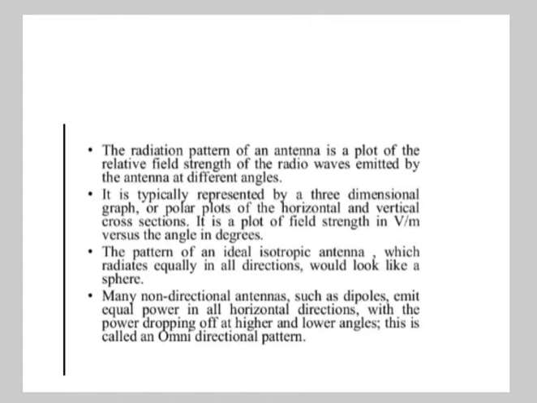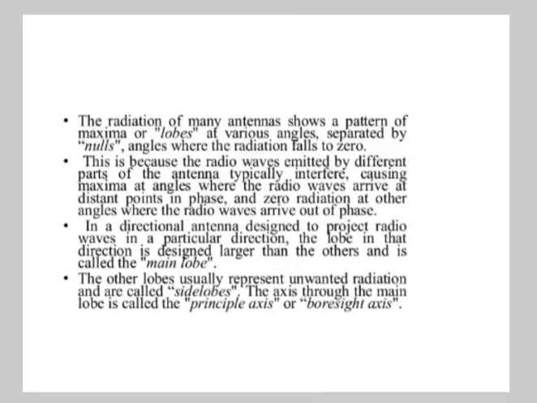So the pattern of an ideal isotropic antenna, which radiates equally in all directions, would look like a sphere. Many non-directional antennas such as dipoles emit equal power in all horizontal directions, with the power dropping off at higher and lower angles, and this is called an omnidirectional pattern. The radiation of many antennas shows a pattern of maxima or lobes at various angles separated by nulls, and this is because the radio waves emitted by different parts of the antenna typically interfere, causing a maximum at the angles where the radio waves arrive at the distant points in phase.